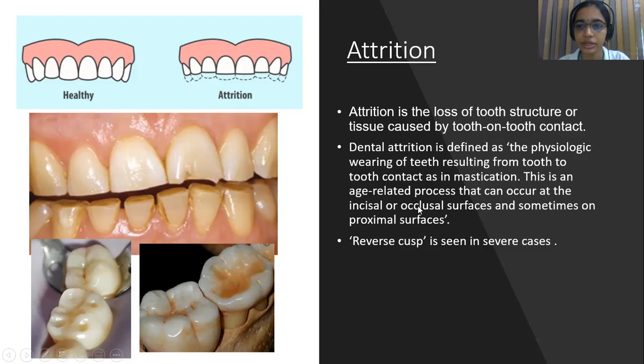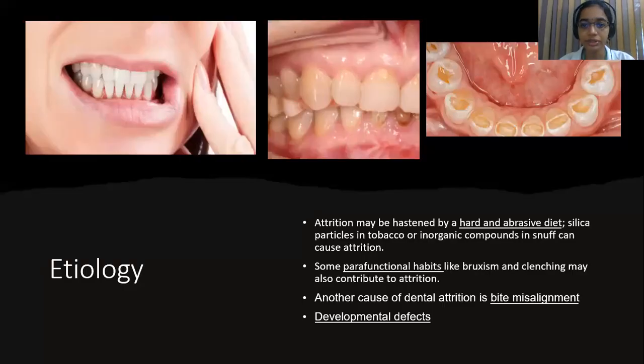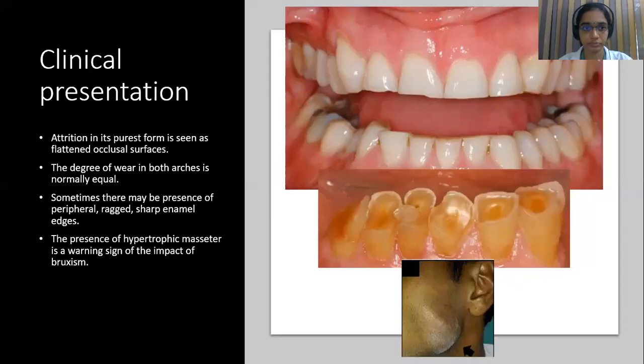Attrition is generally a physiological, age-related process. However, attrition can be accelerated by eating a hard and abrasive diet, by parafunctional habits, bite malalignment, and also developmental defects. In these cases, attrition can be rapidly accelerated, and hence it becomes a pathological process.